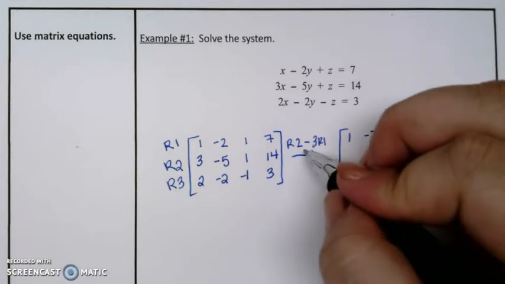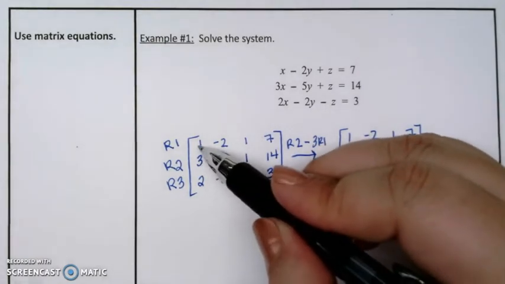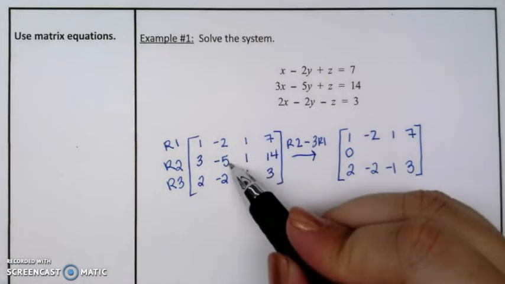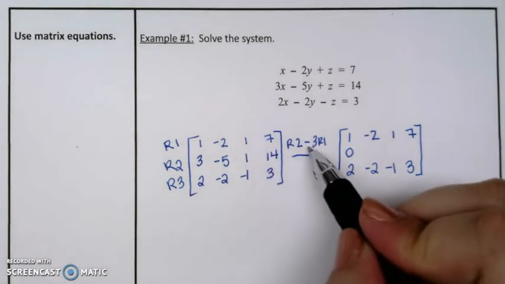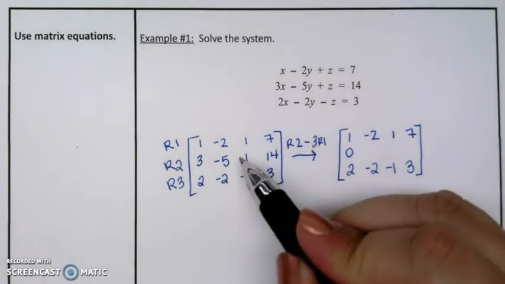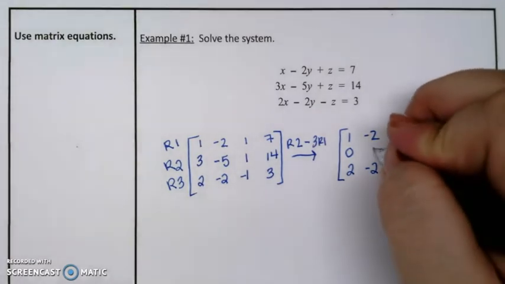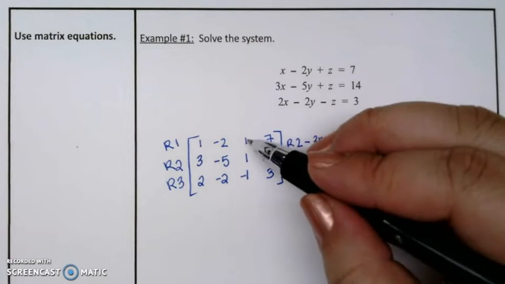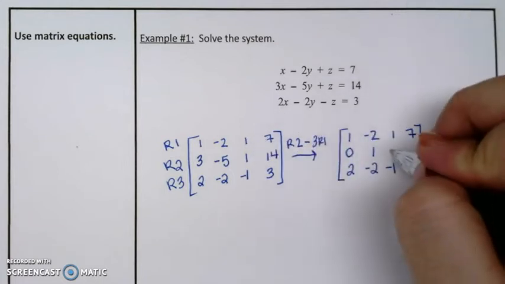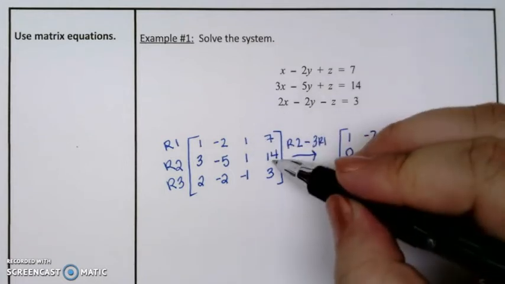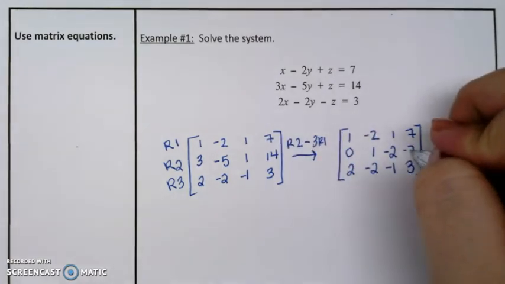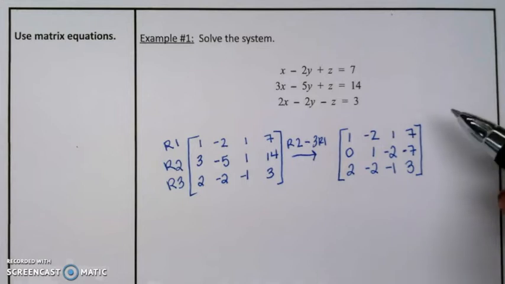And the first cell of row 2 is going to be 3 minus 3 times 1. So I have 0. And then -5 minus 3 times -2. So that's -5 plus 6 gives me 1. And then 1 minus 3 times 1 gives me -2. And 14 minus 3 times 7 leaves me -7. Okay, this is my new modified matrix.